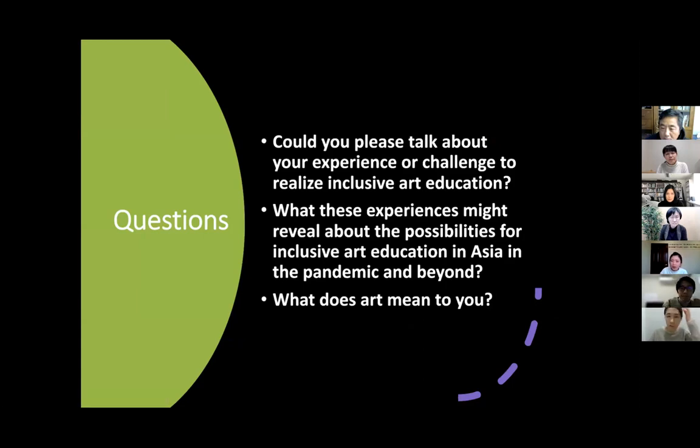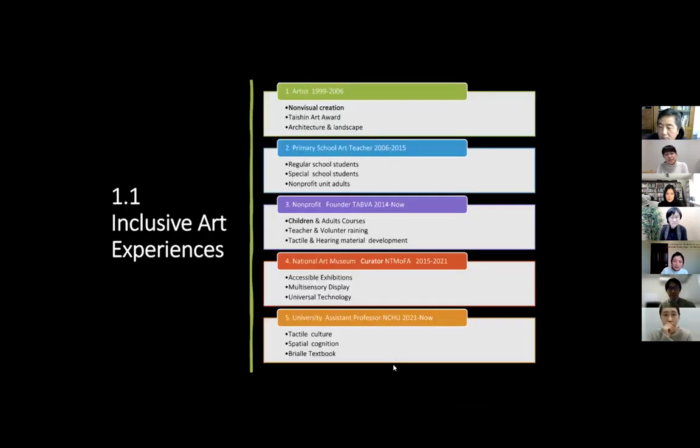Today I think we need to answer three questions. Next, from my experiences in inclusive art, I started as an artist before 2006, and later I taught in a primary school as an art teacher from 2006 to 2015. Later, I left the primary school and established the association, which continues to this day.